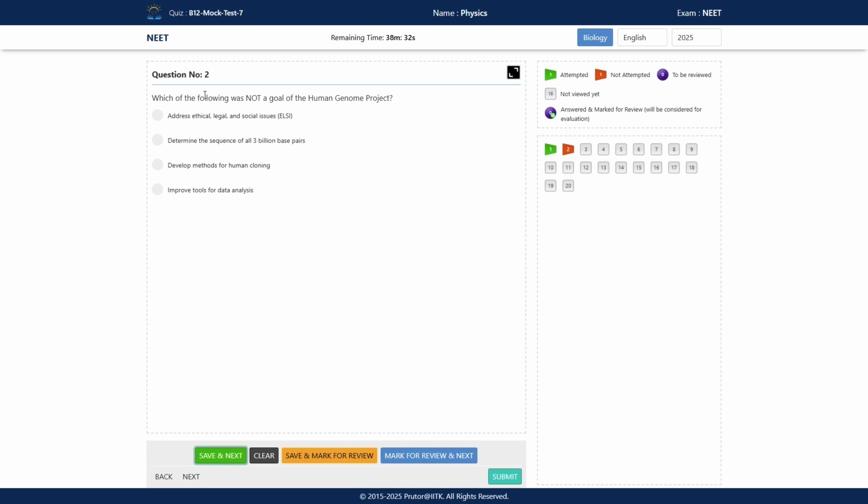Next one: which of the following is not a goal of the Human Genome Project? What was the focus of the Human Genome Project? To sequence the human genome. Now what are the options? Address ethical, legal and social issues. Option B, determine the sequence of all the 3 billion base pairs. Option C, develop methods for human cloning. And option D, improve tools for data analysis. What would be the correct answer?